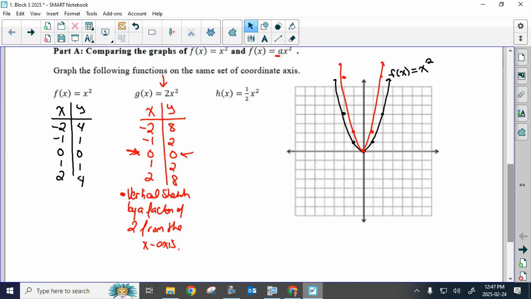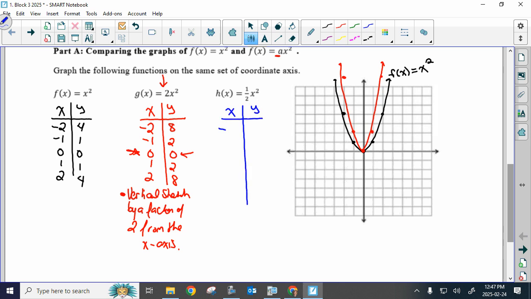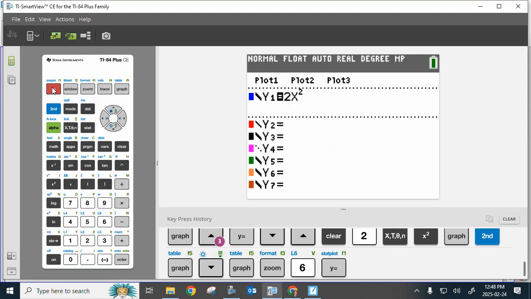Can I get you guys to please take h of x, put it on the same grid, but come up with the table of values associated with it. If you put a 1/2 in front of the x squared, what's the table of values that you end up getting? So if I was practicing my mental math skills, I'd take the -2 and I'd square it. What's -2 squared? 4. What's half times 4? 2. Okay, or you're typing it into your calculator.